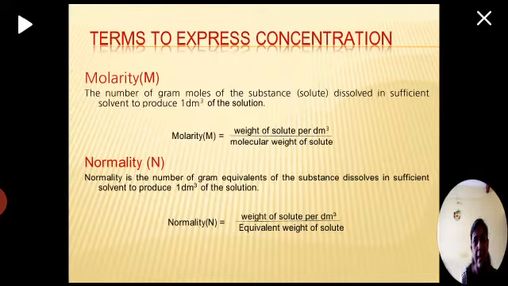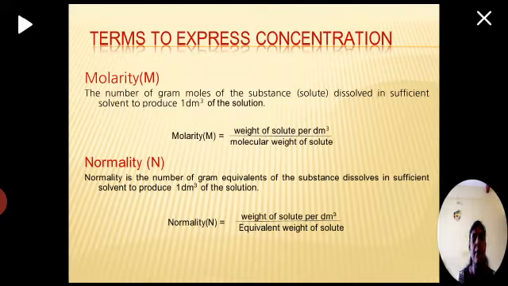It is denoted by capital M. The number of gram moles of the substance or solute dissolved in sufficient solvent to produce 1 dm cube of the solution is called the molarity. And it can also be defined as the ratio of the weight of solute per dm cube to the molecular weight of the solute.